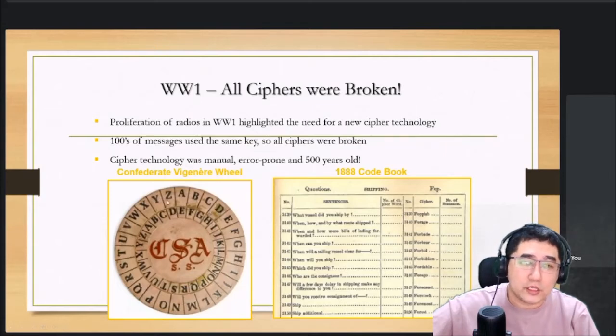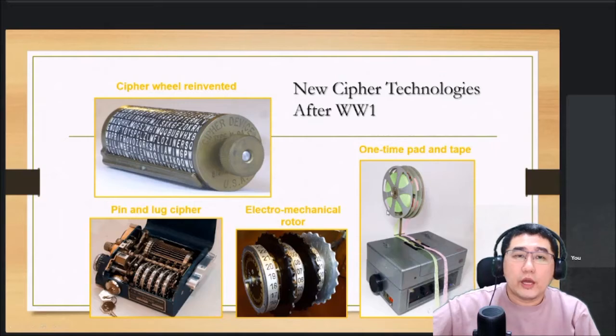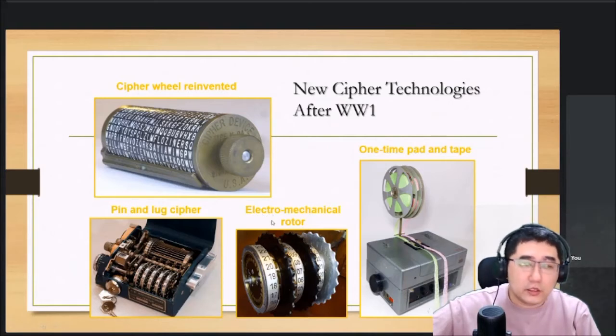At that time, you can see that the wheel, you can turn the wheel here to map to the alphabet that you want to use. Or you can use a code book, where you need to refer to the code book before you can encrypt the message. After World War One, they moved from the mechanical way of encrypting messages to the electronic way. The mechanical rotor is like this. There is a pad and tab from the pin and plug cipher.